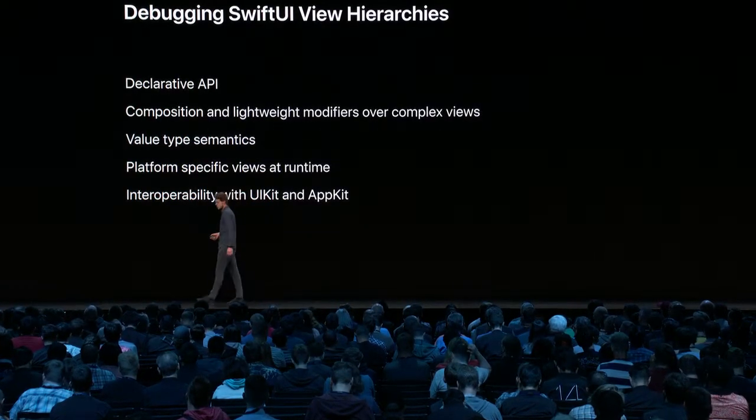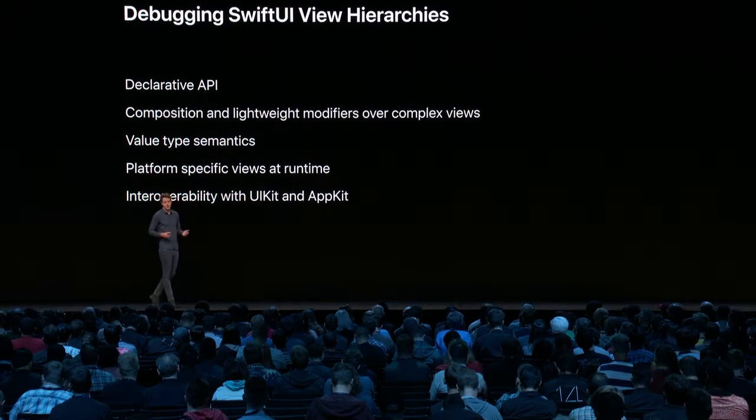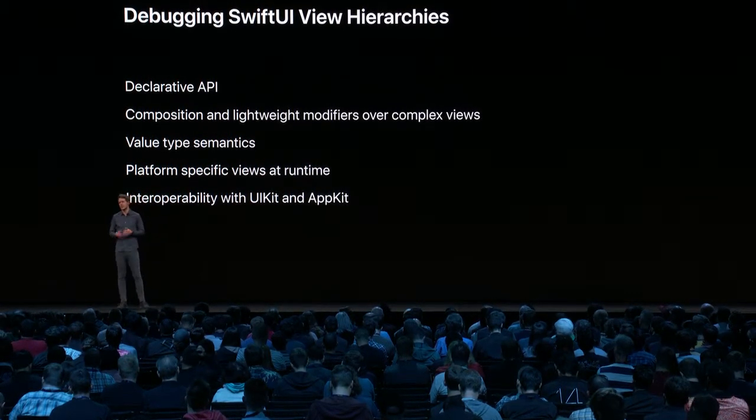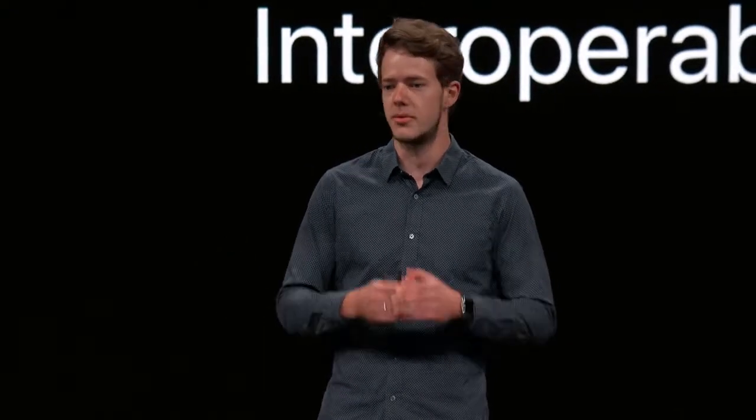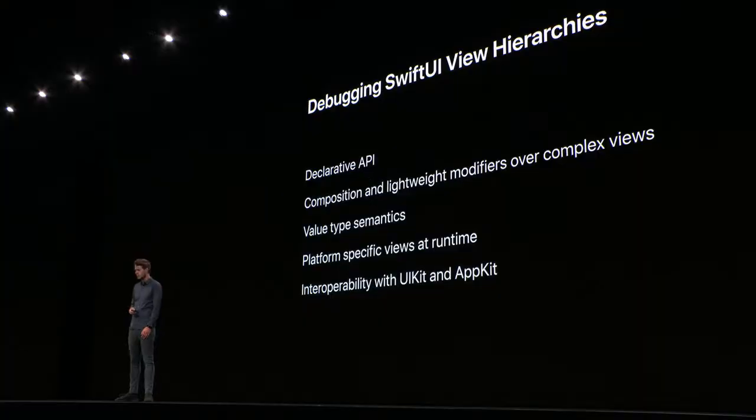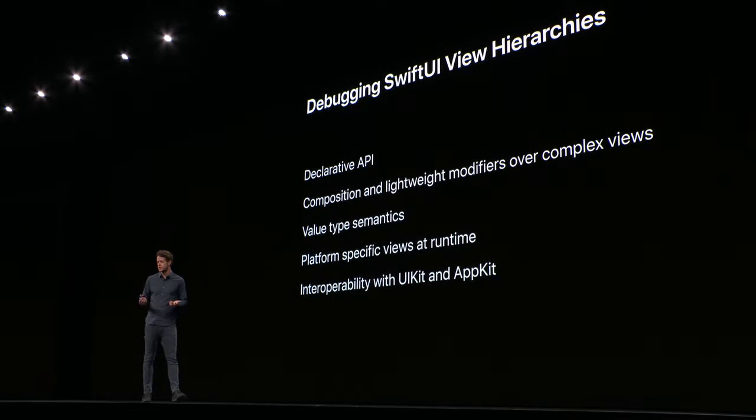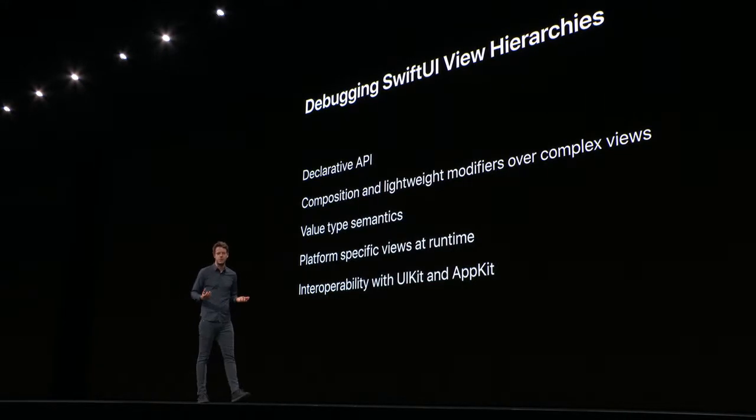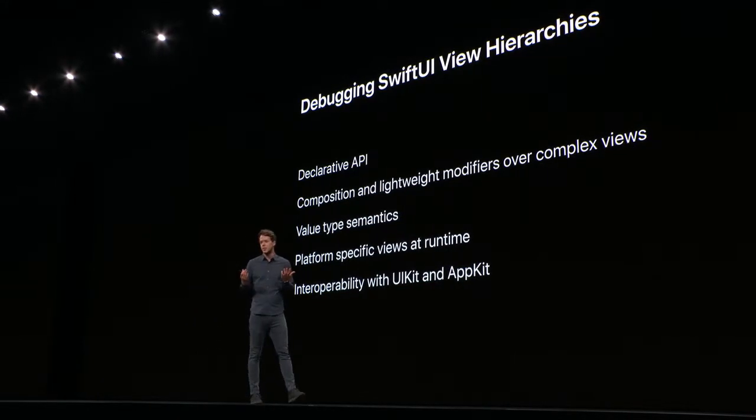First of all, SwiftUI makes use of a declarative API. That means instead of initializing the views that will be presented at runtime yourself in your own source code, you provide a recipe of your view hierarchy, and the framework constructs your views and keeps them up to date for you at runtime. SwiftUI embraces composition and lightweight modifiers over complex view types, so views that you may be inspecting at runtime have a lot fewer properties to inspect.